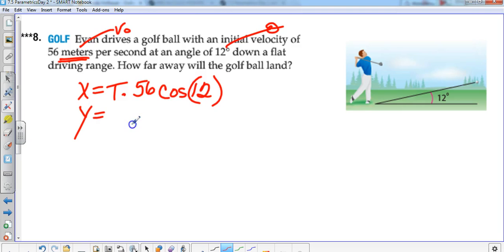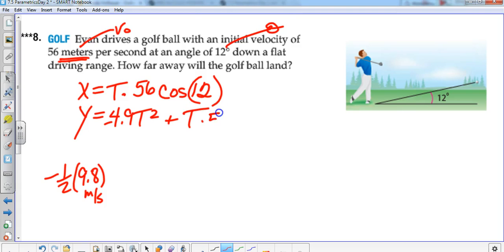What's y going to be, though? It's negative 1/2 of 9.8 because it's meters per second, which is negative 4.9 t squared. You could type negative 1/2 of 9.8 if you want. Plus t times 56 sine of 12. If it's a golf ball, is there an initial height? Not really. Especially if you got a divot, right?